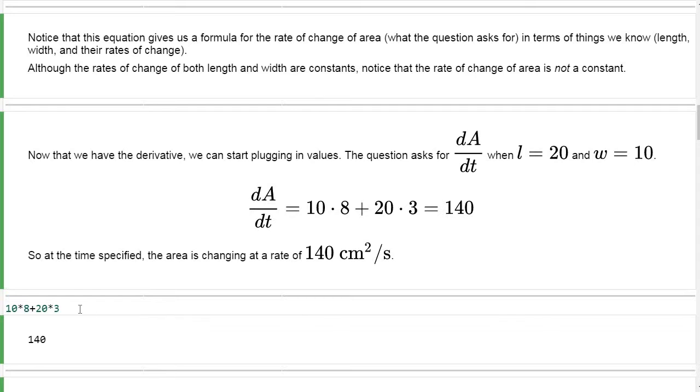So here's the calculation if you want to in Sage. Now, there's no solve going on in this example. We're just calculating the numbers. Everything is on the right side. We just need to plug in the numbers and calculate. So it turns out to be 140. So at the specific moment in time, when L is 20 and W is 10, the area is changing at a rate of 140 square centimeters per second.